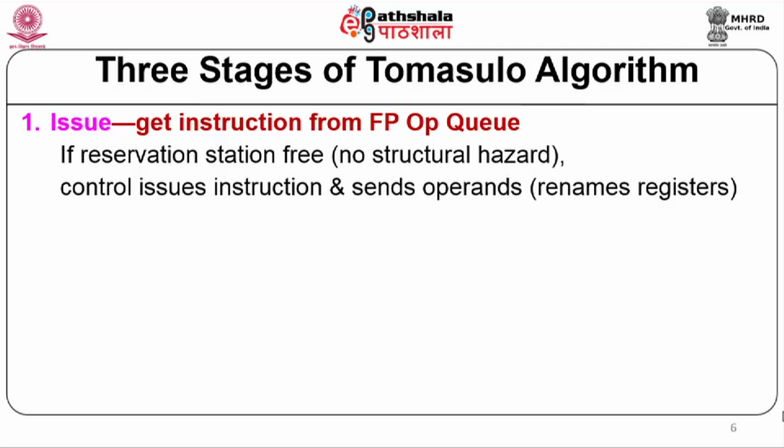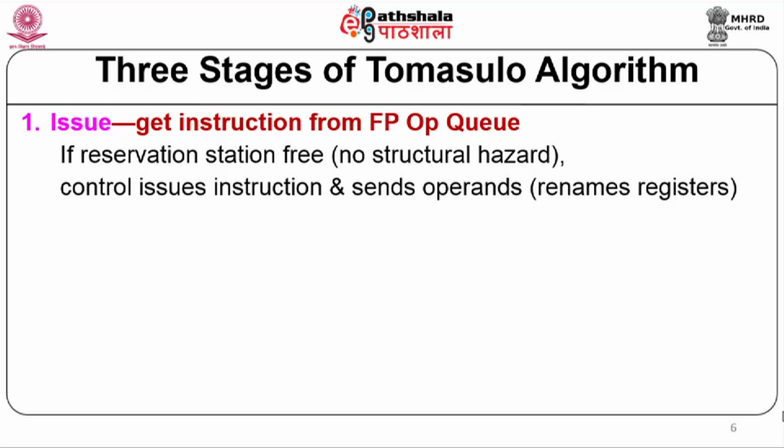So issue involves a decoding of the operation, and checking for structural hazards. The structural hazard that is being tested for is the availability of a reservation station. So, if there is no reservation station available, then that instruction cannot be issued. And remember that if a particular instruction has not been issued because of a structural hazard, we are strictly looking at an in order issue. So, the subsequent instructions also cannot be issued. So, that is the first stage.